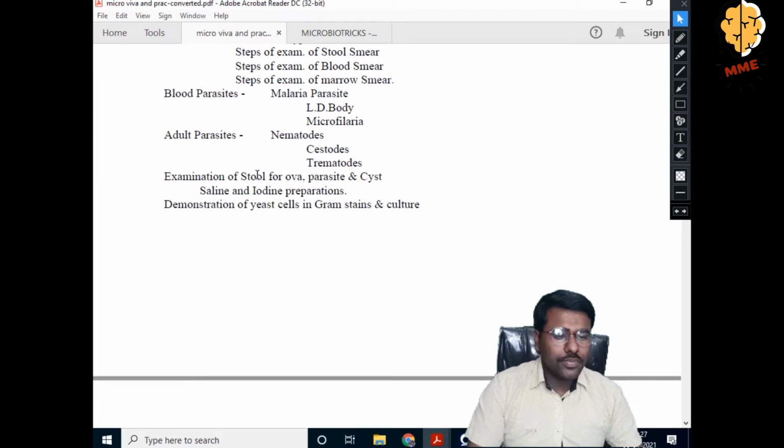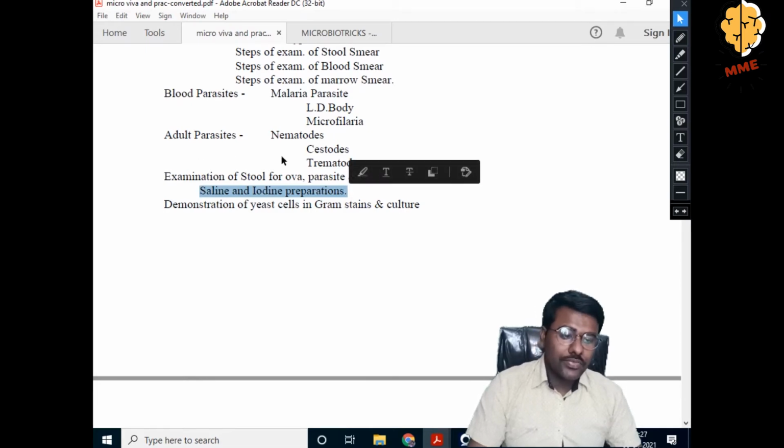Then examination of the stool for ova, parasites, and cysts in the saline or iodine preparation. Then they can ask you what is bile stained or not bile stained. They fall under this type of examination.